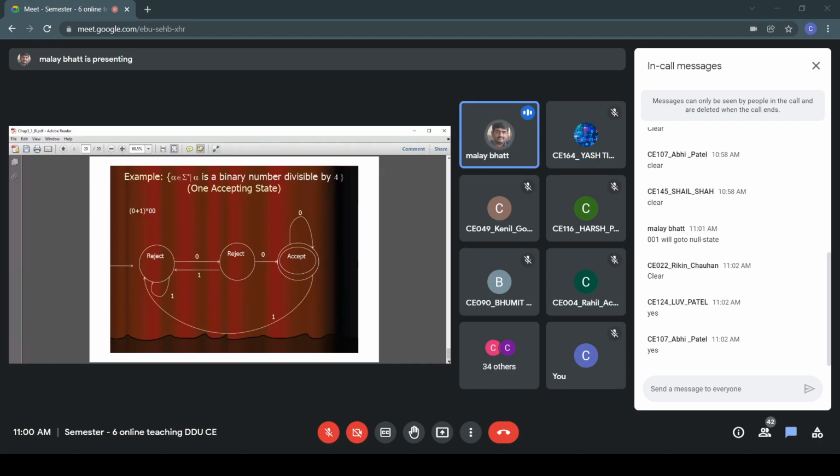You can traverse 0 0 and then 1. That is how we'll get this diagram, string ending with 0 0, or we can say a binary number divisible by 4.